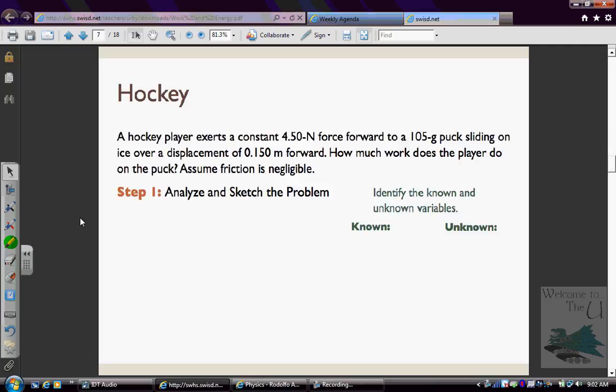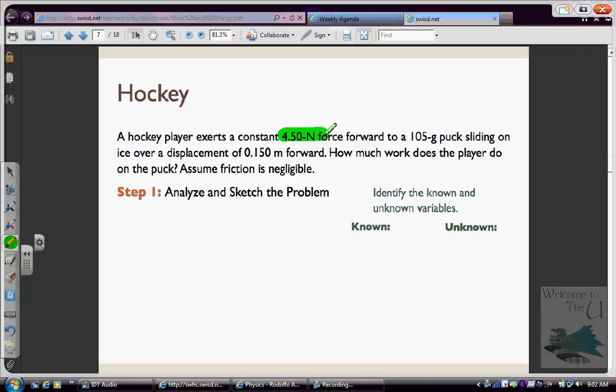It says a hockey player exerts a constant force of 4.5 newtons forward to a 105-gram puck sliding on ice over a displacement of 0.15 meters forward. Let's go ahead and highlight that forward part. And they want to know how much work is done by the player. Okay, so we've got our givens and our unknowns there.